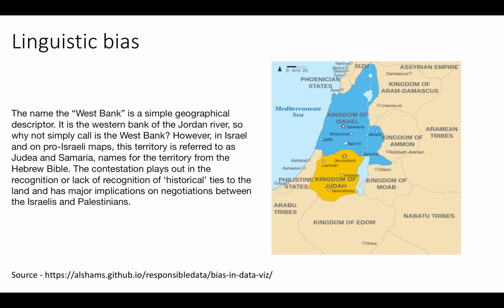There are many other types of biases that can creep into your visualization. For example, linguistic bias. In this fantastic website, the author clearly shows that the name West Bank, given to this very disputed territory in Israel and Palestine, does not convey a lot, even though you might think that West Bank makes sense because it is to the west of the Jordan River. It is a source of much contention, and it has implications on negotiations between the Israelis and Palestinians.